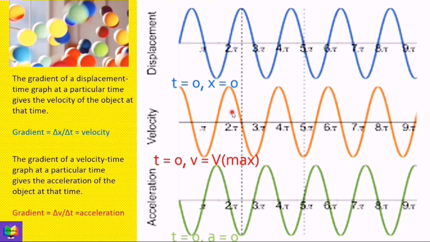Now it must be noted that the gradient of the velocity time graph gives the acceleration of the oscillator at any time t, which is delta v over delta t, as I have written in red color on the left hand side. Now the above curve has the same general form as the above two curves. It indicates how a varies with t, or how acceleration varies with t. I am referring to this green color graph.